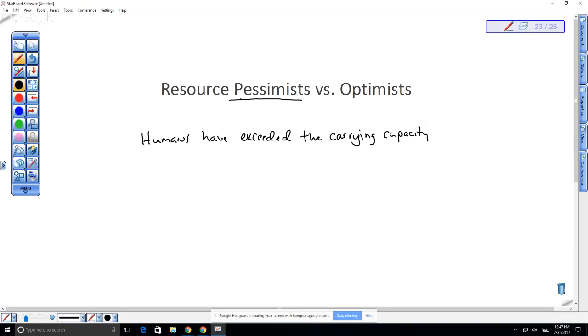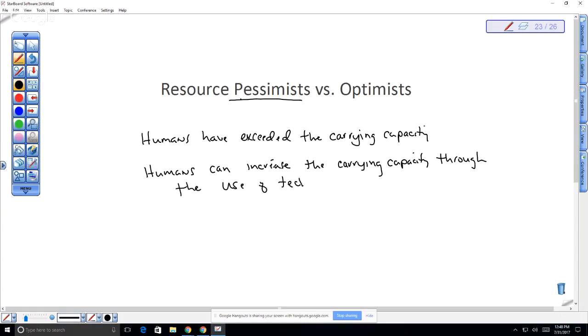An optimist would say that humans have not exceeded the carrying capacity. Humans can increase the carrying capacity through the use of technology. So those are the optimists.